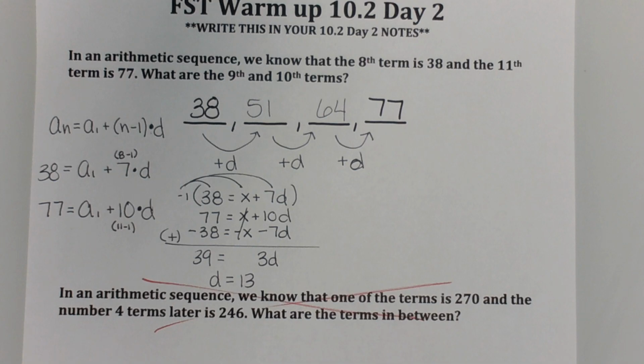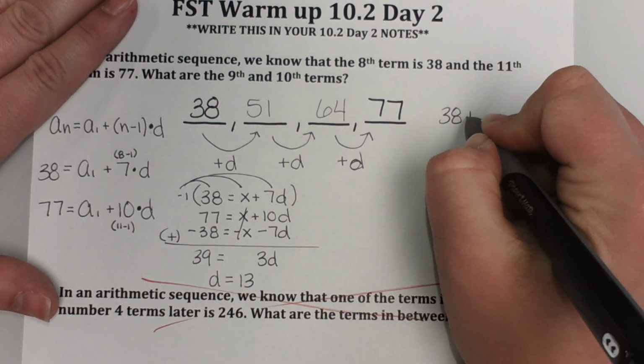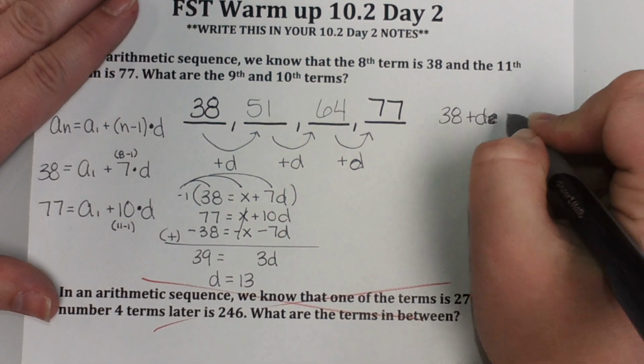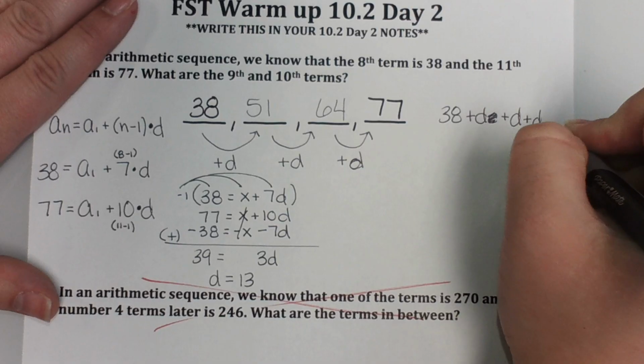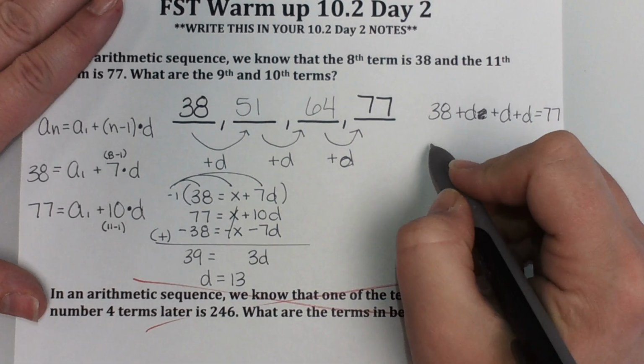I took 77 minus 38, got whatever that was, and then divided it by 3 because you moved 3 spots. We added d 3 times to get from the first term to the last term. So that means that 38 plus d plus d plus d equals 77.